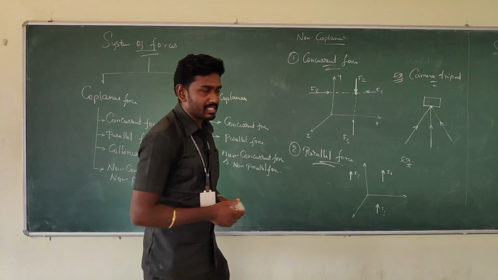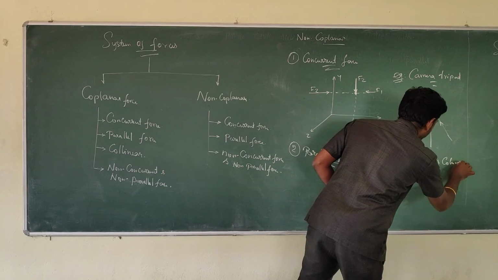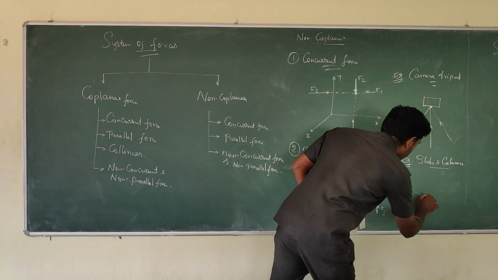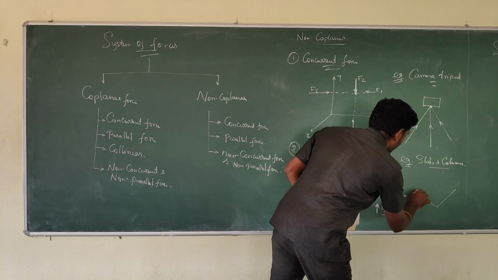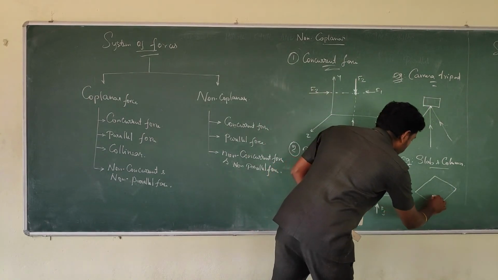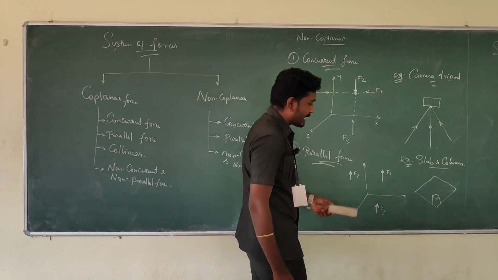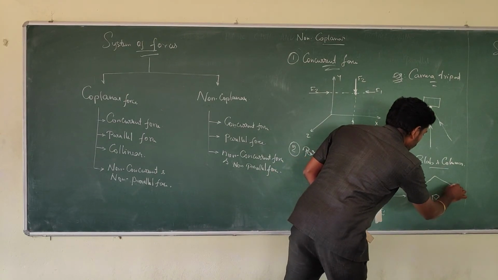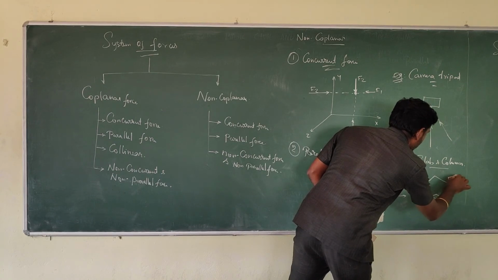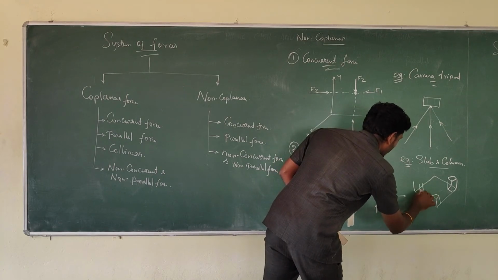non-coplanar parallel force, I can say slab and column. Slab and column. I am going to draw it in a three-dimensional manner so that you will get some idea of what I am trying to say. Above the slab, I am going to keep the columns on each and every corner. So in the four corners, I am going to keep the columns. So this is how the things will be.